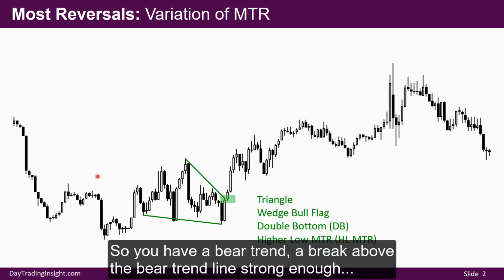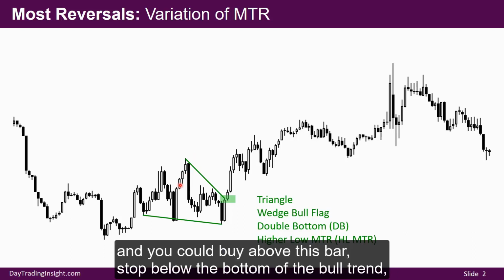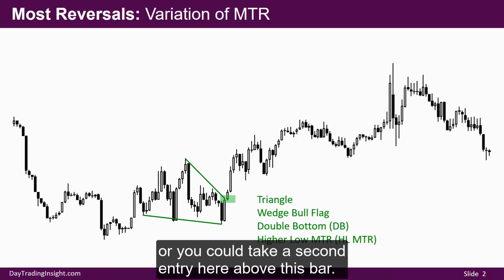So you have a bear trend, a break above the bear trend line, strong enough to break far above the bear trend line, and you could buy above this bar, stop below the bottom of the bull trend, or you could take a second entry here above this bar.